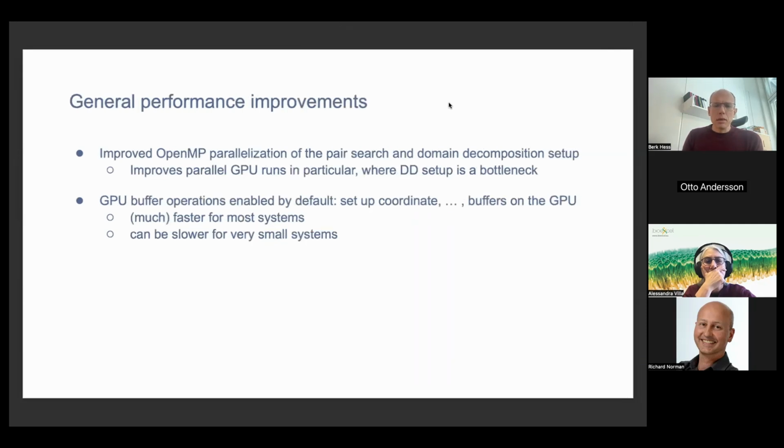Okay, then we switch from features to performance improvements. There are a few somewhat smaller things to note here. No major improvements, but by now GROMACS runs very efficiently on most hardware. There's been a lot of effort over the past years for different backends. So we now are looking at smaller improvements here and there, although this one can be quite significant. We improved the OpenMP parallelization of the pair search and the domain decomposition setup.